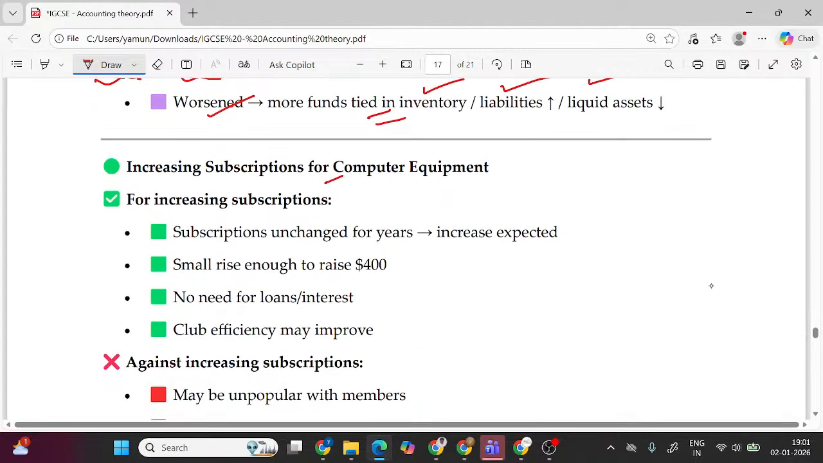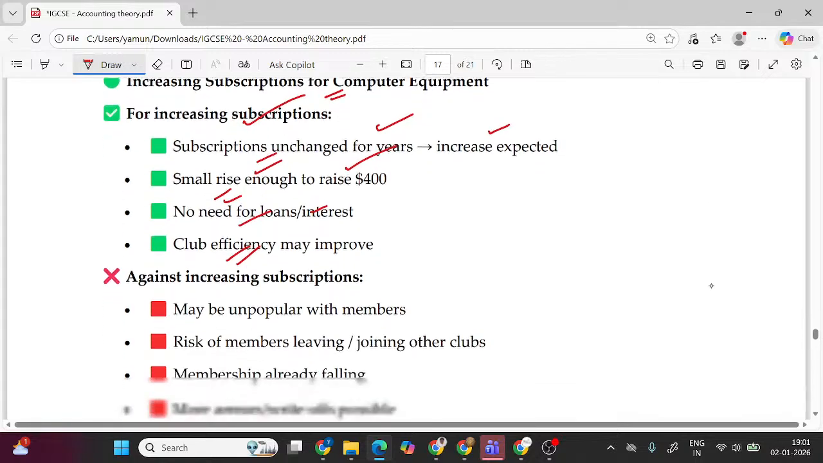Increasing subscriptions for computer equipment. For increasing subscriptions, probably subscription unchanged for years. Increase expected. Small rise enough to raise $400 and no need for loans or interest. Club efficiency may improve. There are some against points also.